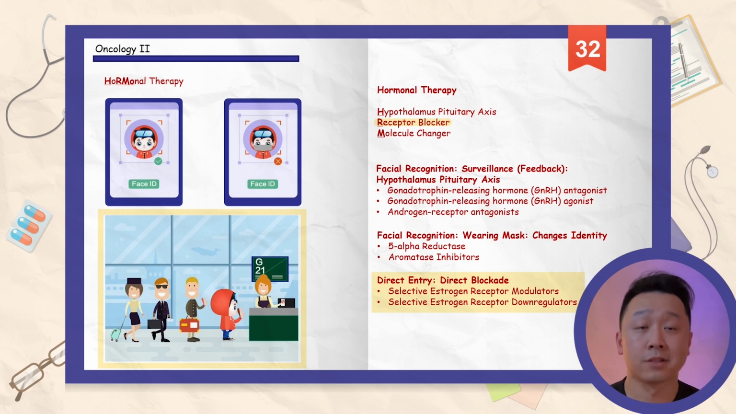Similar to medications such as selective estrogen receptor modulators, such as tamoxifen, raloxifene, and toremifene, or the selective estrogen receptor downregulator known as fulvestrant, which can be used to directly block the entry of hormones that may act as a mitogen, otherwise known as a growth factor, to a cell. Similarly to our passenger being blocked from boarding the plane.